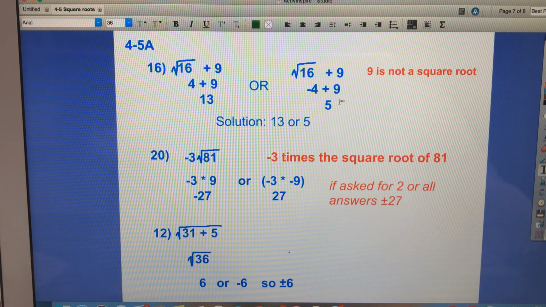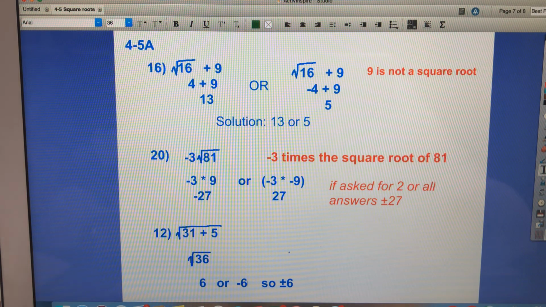I have to solve negative 3 times square root of 81. That means negative 3 times 9 or negative 3 times negative 9. So I have a negative 27 and a positive 27, plus or minus 27. If you are asked for all answers, and if you are at an upper level, which you should be by 8th grade and freshman year, you need to know how to do both answers. Square root of 31 plus 5, square root of 36, this was simple, plus or minus 6.